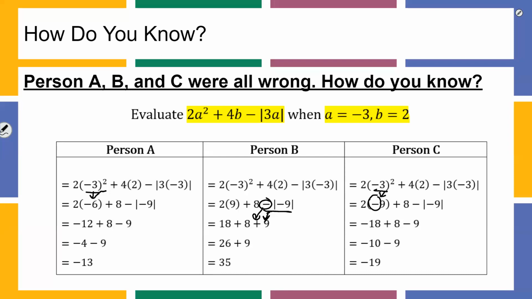And then who wants to show the correct work and answer? Everyone wants to do that one. All right, so we should have put these in originally. I'll write this up here. 2 times -3 squared plus 4 times 2 minus the absolute value of 3 times -3.